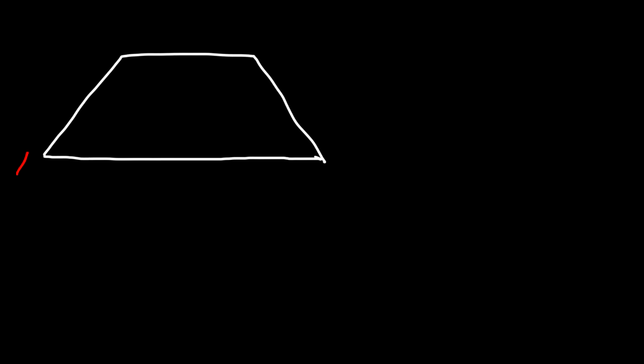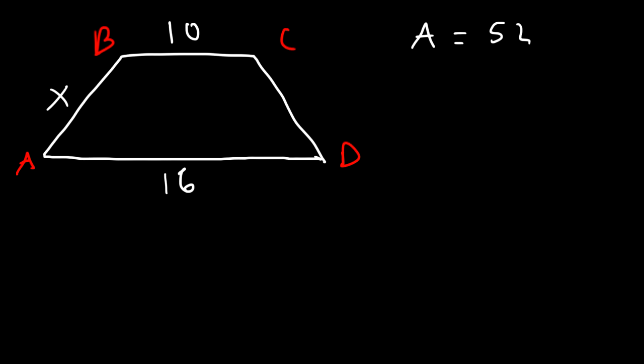Here's another problem for you. In this example, let's say that the upper base is 10 units long, the lower base is 16 units long, and you're given the area of this isosceles trapezoid. Let's say it's 52 square units. Your task is to find the measure of AB, which we'll call X. So what is the value of X in this problem? Feel free to pause the video and try it.